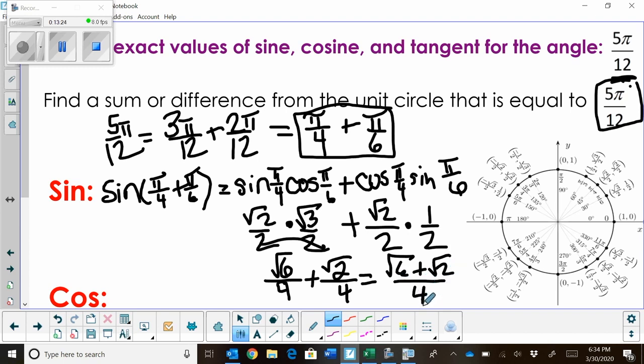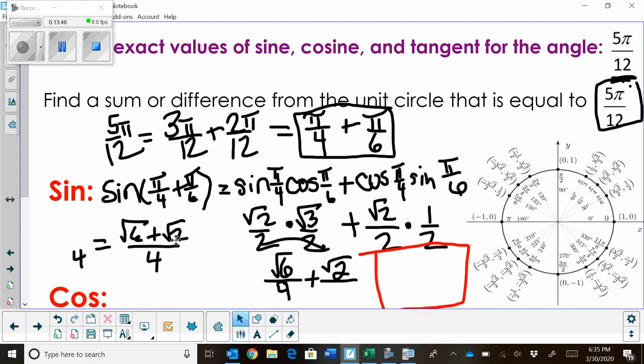Now, I want you to think, can you simplify that? And the answer is no. Root 6 does not add with root 2. The radicals have to be the same in order to add those together. And they're not divisible all by 2 because the 4 is not in a radical, so you're done. It's just root 6 plus root 2 all over 4.